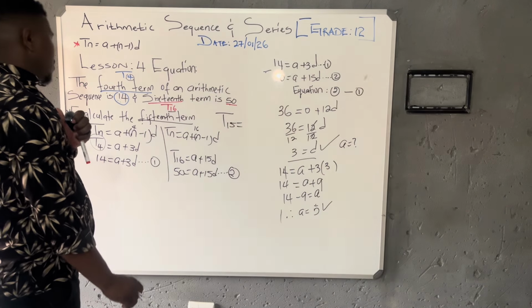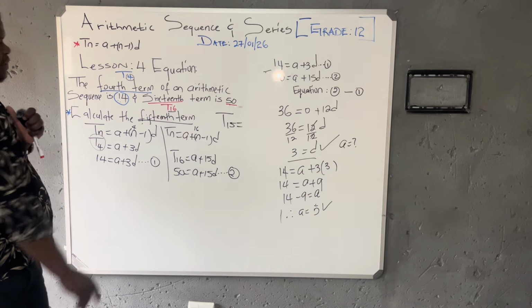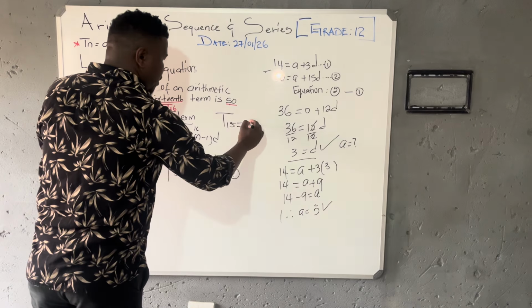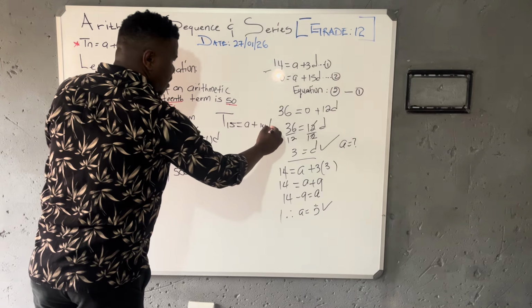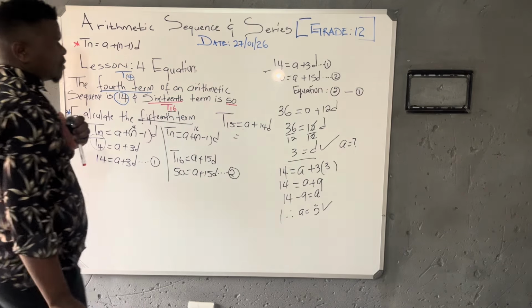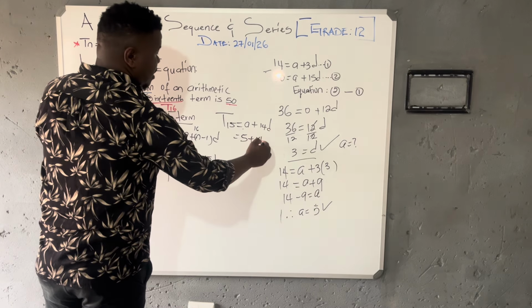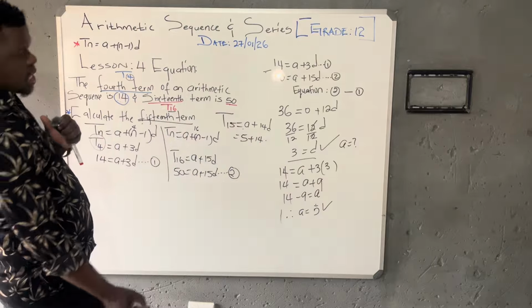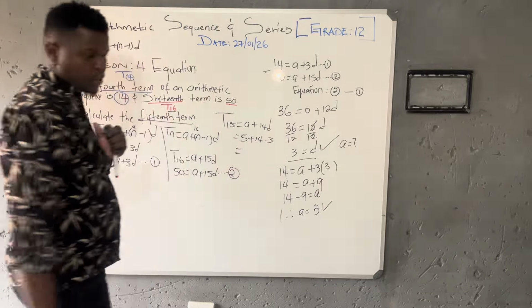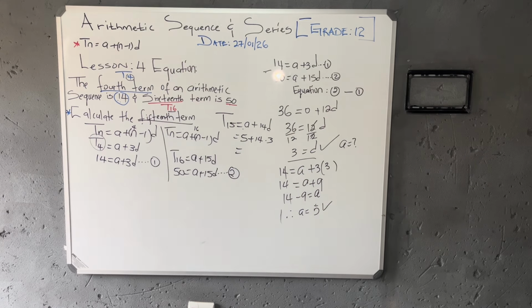So if they are looking for T15, we are having something like this, where our A is what? Our A came to be 5. And then our D was 3. Now, from there you can just get your final answer without any problem. So in this case, we now know that term number 15 will be 47.